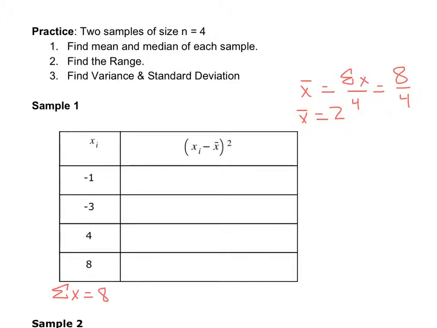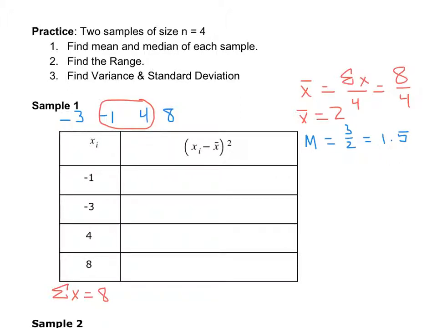We get x bar is equal to 2. Now let's look at median. To get median, we want to make sure we're looking at the data values in ascending order. So I'm going to write that up above the table here. -3 is our smallest value, and then -1, and then 4, and then 8. So we have an even number, so we're going to take the average of those middle two values. So our median is going to be -1 plus 4, which is 3, divided by 2. So our median value is 1.5.